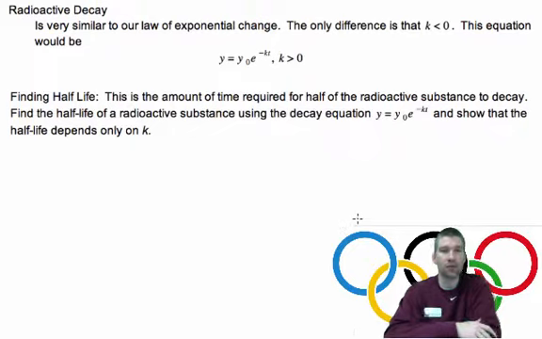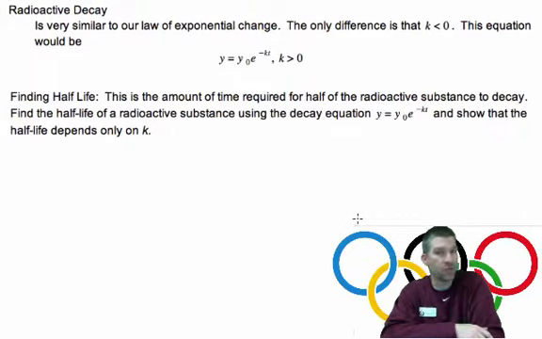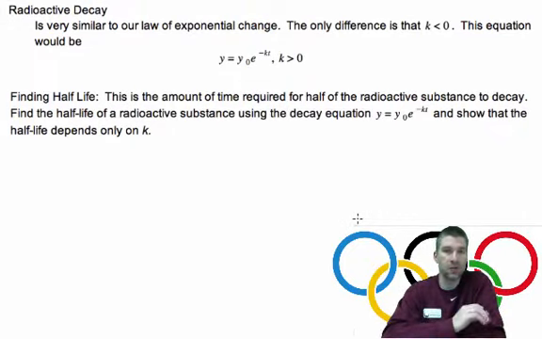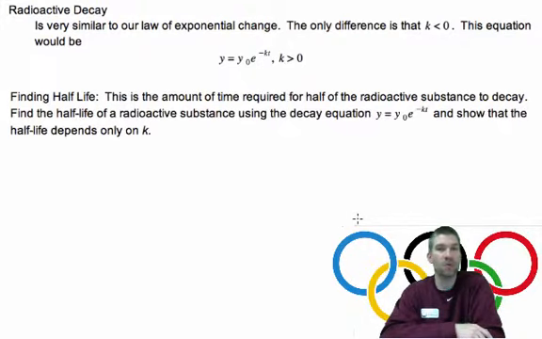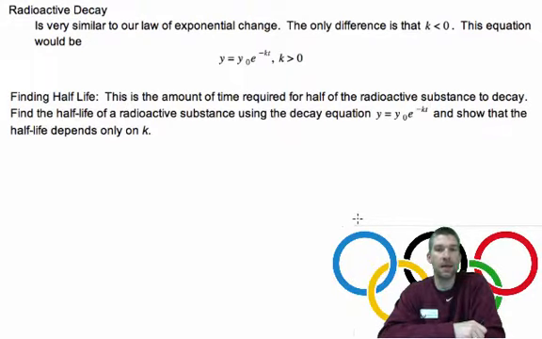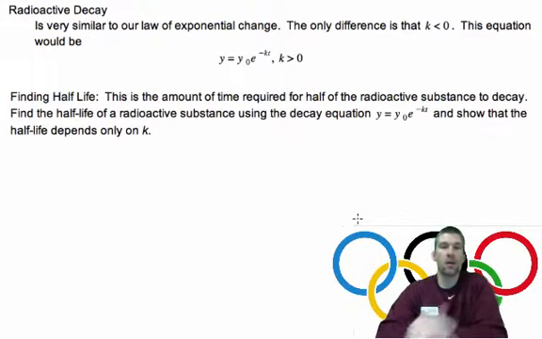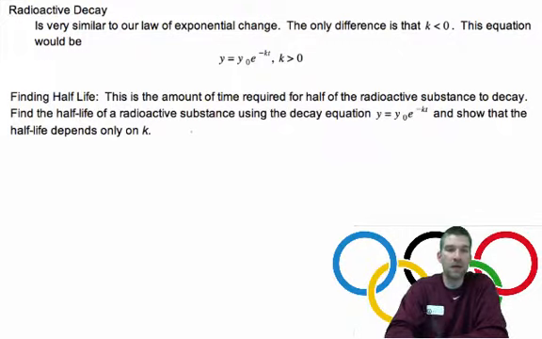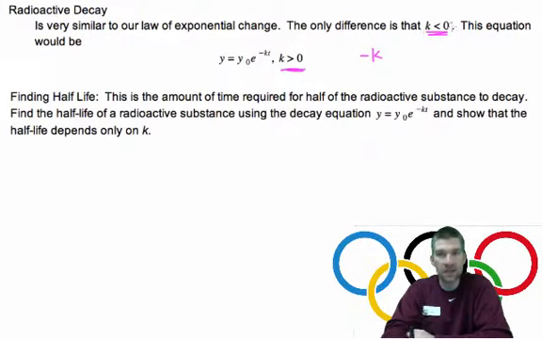Radioactive decay is really similar to our law of exponential change. The one thing that is going to happen every single time with decay is that k is going to be less than 0. Remember, k is some constant value, and k is going to be less than 0. I know if you're looking at this it looks weird, okay? But think about what's going on. I need the exponent to be negative. So if k is greater than 0, I have a negative value here. If k is less than 0, I have a negative value here. So it looks funny, but it's true.